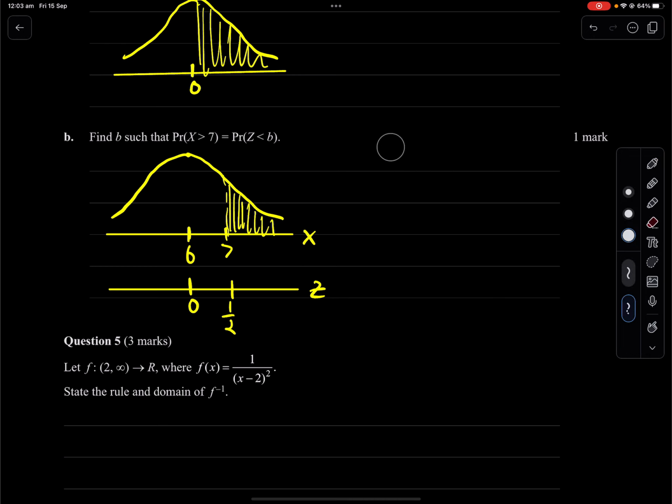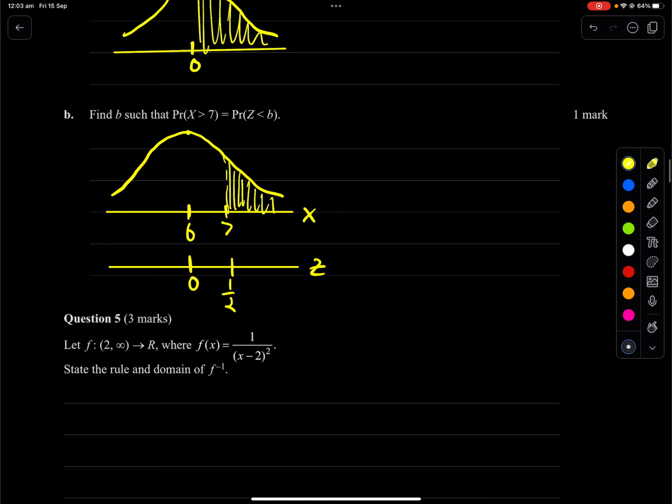Okay, so we're saying that the probability that x is greater than 7, because of symmetry, what is z less than b? So we're saying it should be half also. So it should be at least here too. And that, because of symmetry, this is equal to this. So this over here will be negative half by symmetry. So b must equal negative half.